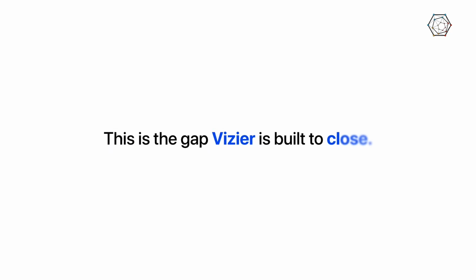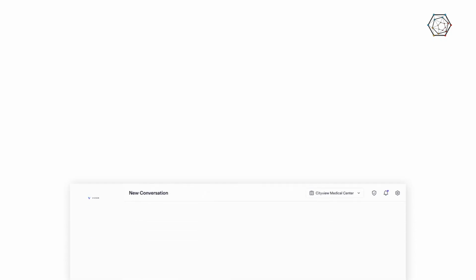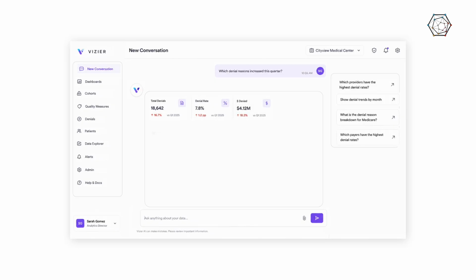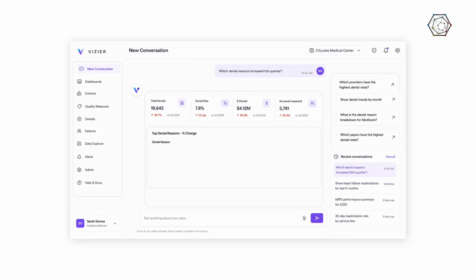This is the gap Vizier is built to close. Vizier is not a Power BI replacement at the dashboard layer. It is a different architectural choice at the data model layer. ICD-10 hierarchy is native to the query engine. When someone asks, show me heart failure readmissions, Vizier resolves the I50 hierarchy correctly, including the codes that do not follow the prefix pattern, and updates itself when CMS revises the codes in October. The hospital's analytics team never touches it.